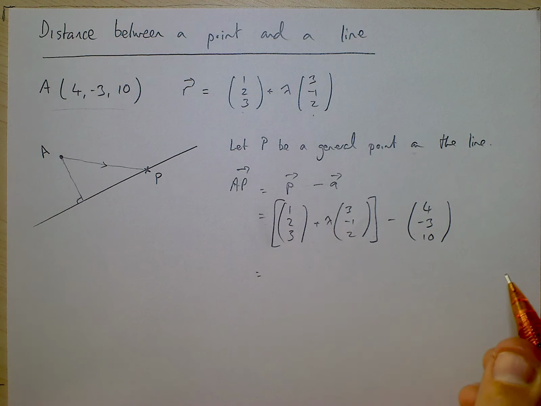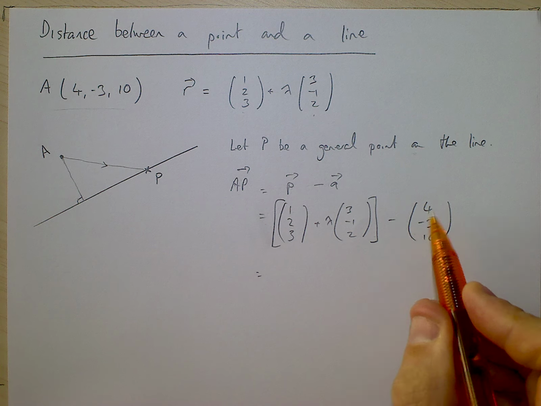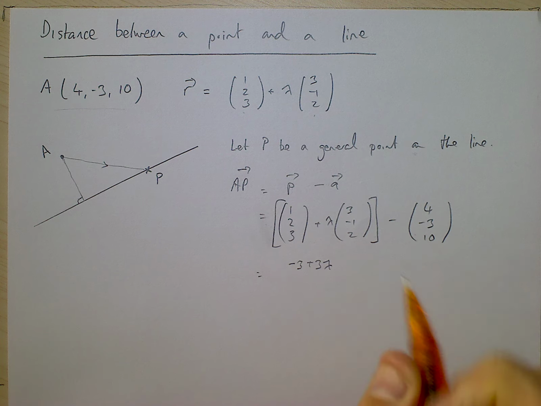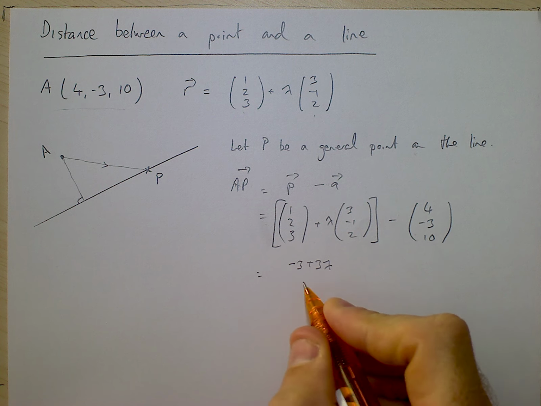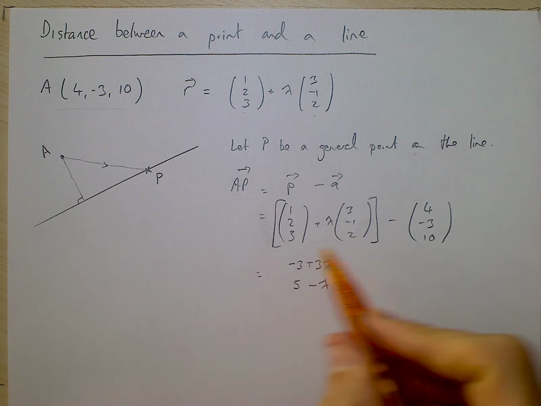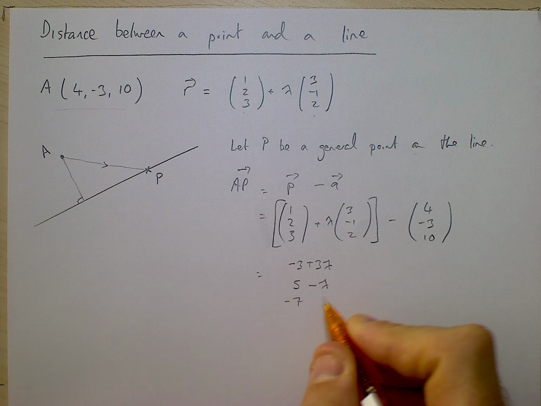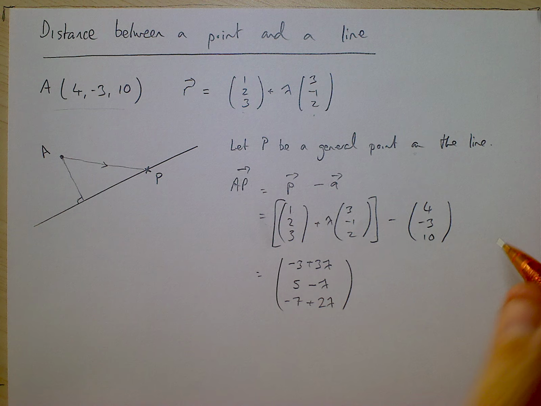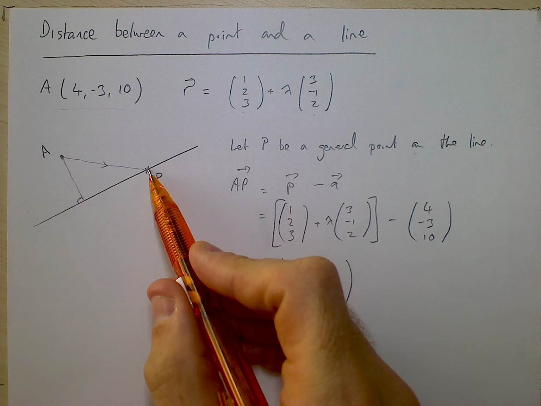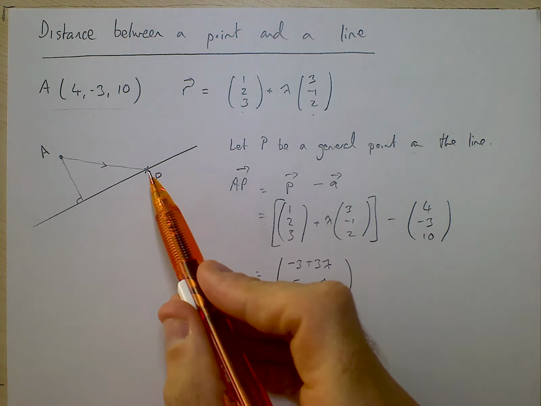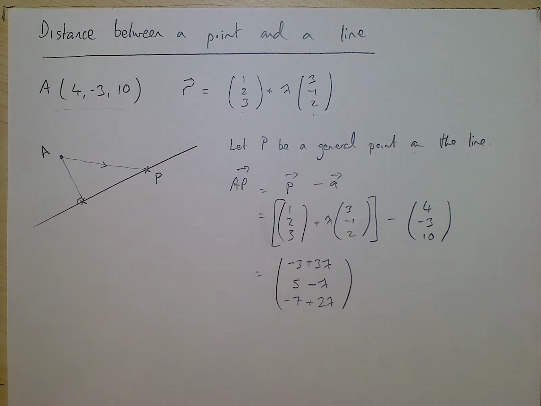So I can work that out. 1 minus 4 is minus 3 plus 3 lambda. Looking at the middle row, I'm going to get 5 minus lambda. And looking at the bottom row, I've got 3 minus 10 is minus 7 plus 2 lambda. So that's the general vector from A to P. Now, P will move along here depending upon the value of lambda. I want to find the value of lambda such that P actually ends up in this position here.